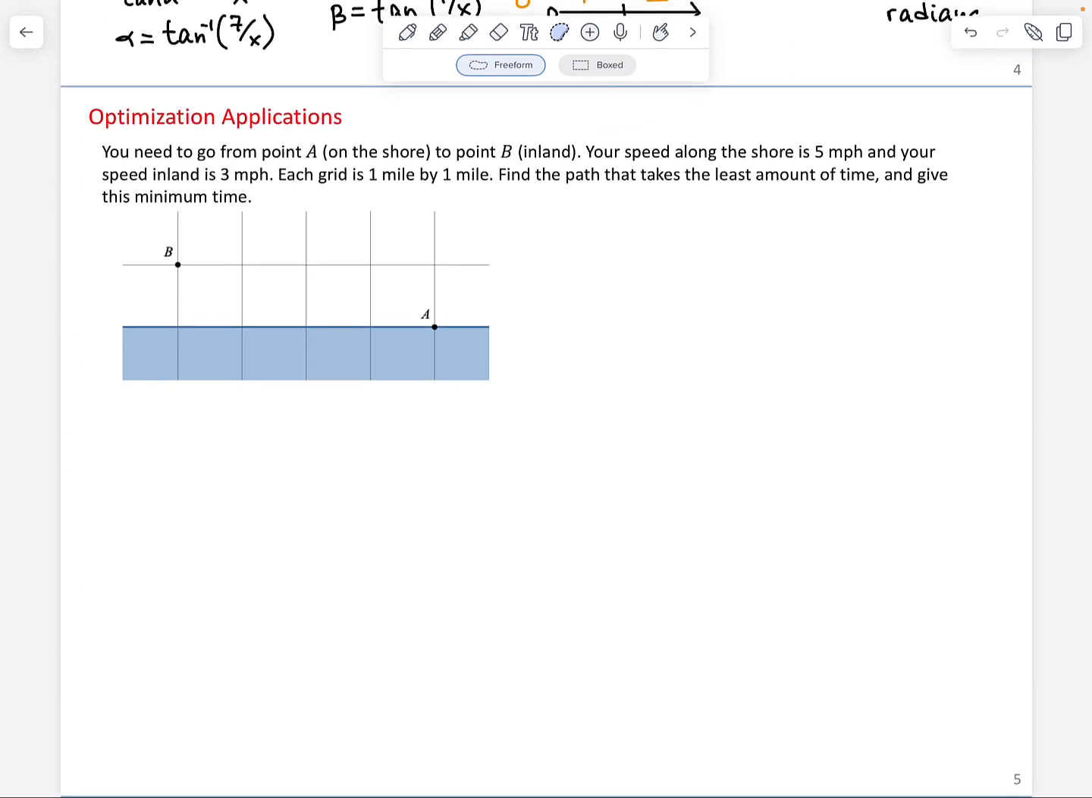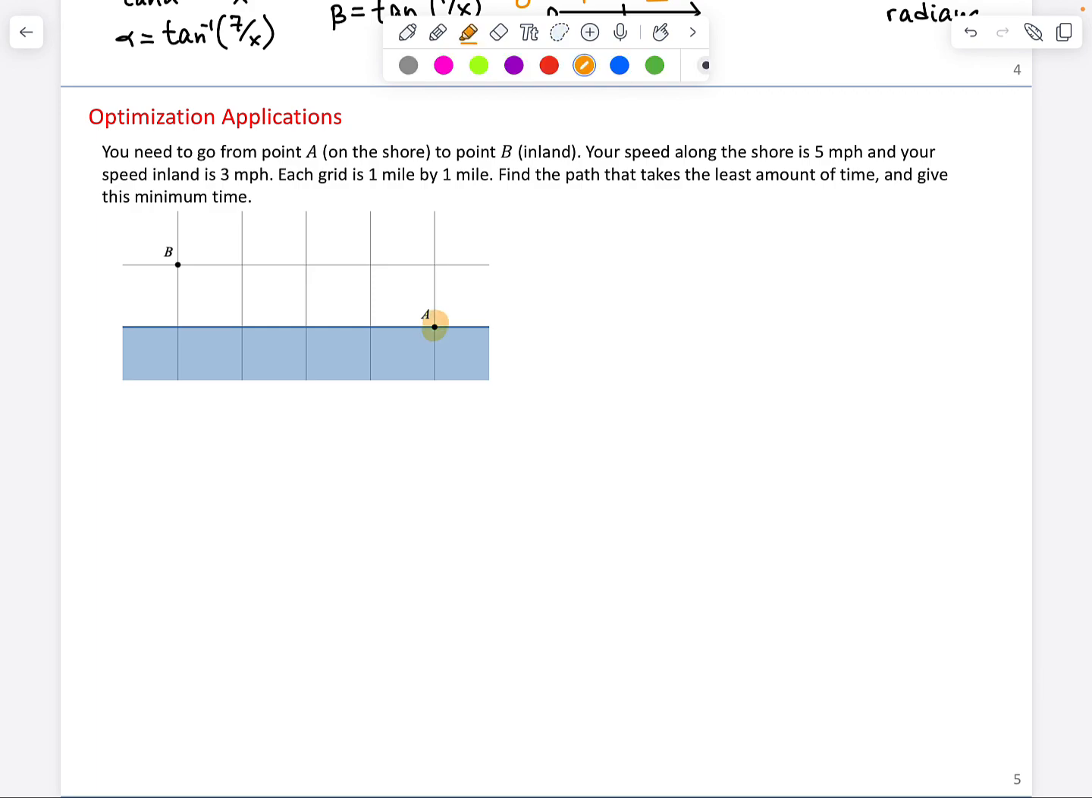You need to go from point A on the shore to point B inland. Your speed along the shore is 5 miles per hour, and your speed inland is 3 miles per hour. Each grid is 1 mile by 1 mile. Find the path that takes the least amount of time and give this minimum time.